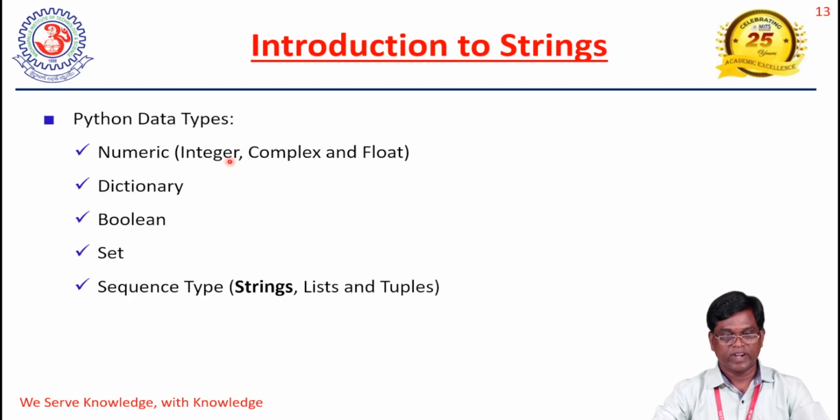Let me start with the data types that are available in Python. In Python, we have different data types. The data types can be categorized like this: numeric data types, dictionary data type, Boolean data type, set data type, and sequence data types. We know already about numeric data types, which contain integer, complex, and float. Then dictionary, Boolean, set, and the last one, sequence data type, which contains three types again: strings, list, and tuple. Today we are going to discuss one of the sequence data types, that is strings.